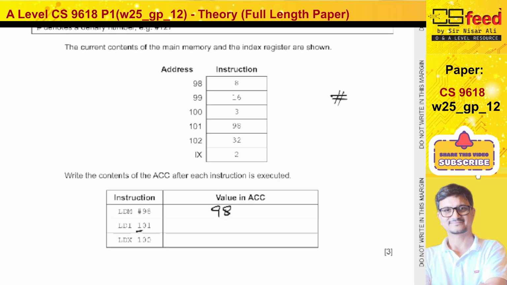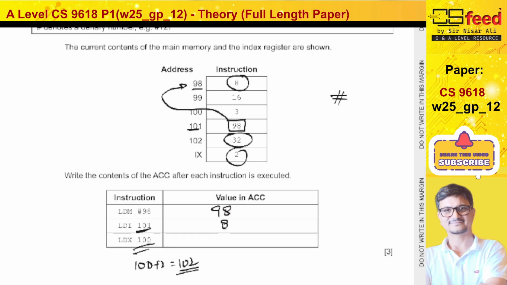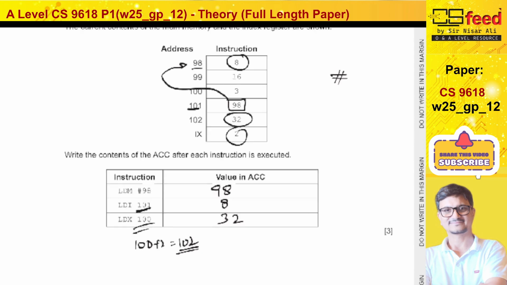LDI 101. First of all we go to 101, and at 101 we get 98, which is another address, so we jump to 98, so basically 8 will be loaded here. LDX 100, so 100 plus 2, so this is the address. Now from 102 we have 32. This 32 is loaded into the accumulator. All right.